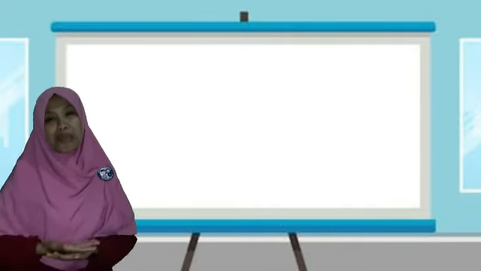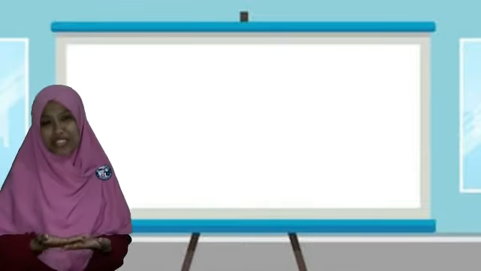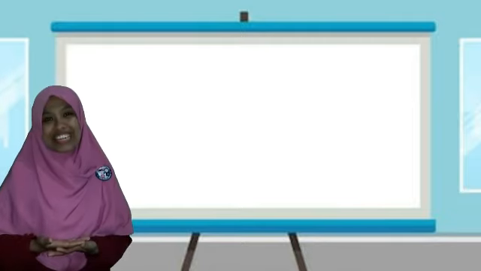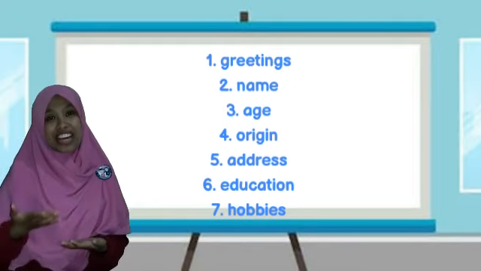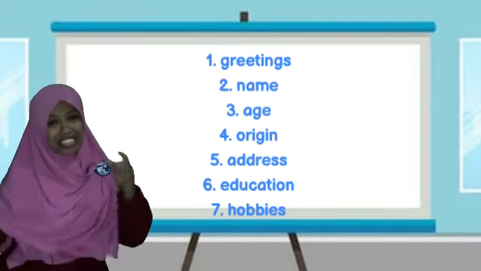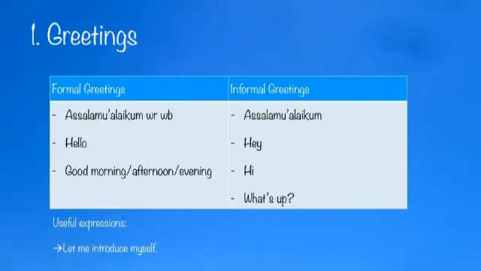Here are some important things that we have to mention every time we want to introduce ourselves to others. The first is greeting, and then your name, your age, etc. We'll discuss it after this. The very first thing you need to mention is a greeting. You can have a formal greeting or the informal one. It depends on the situation you have or with whom you are talking to.